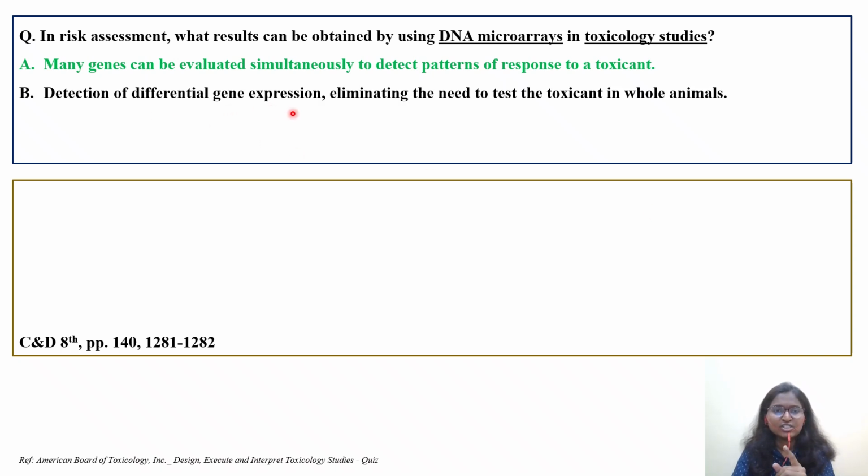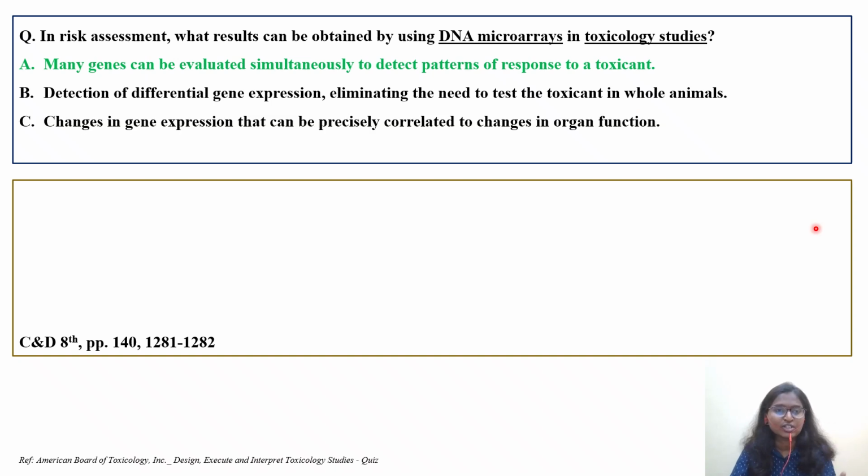Option B: detection of differential gene expression, eliminating the need to test the toxicant in whole animals. My understanding is that complete elimination of animal studies will not happen. That is probably the reason this second option might not be applicable to this particular question. Next, we have: changes in gene expression can be precisely correlated to changes in organ function. Here again it is talking about target organ and about being precise. For that reason, this option is also not applicable for this question.